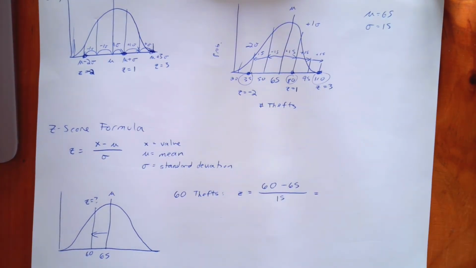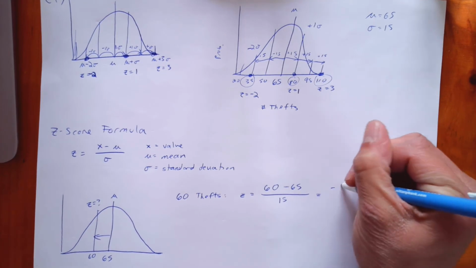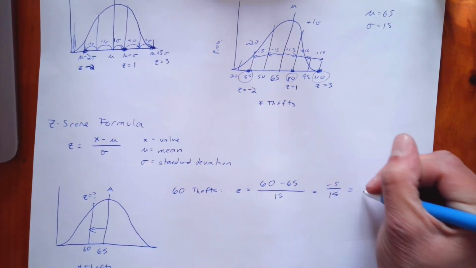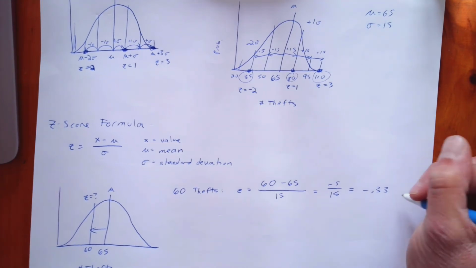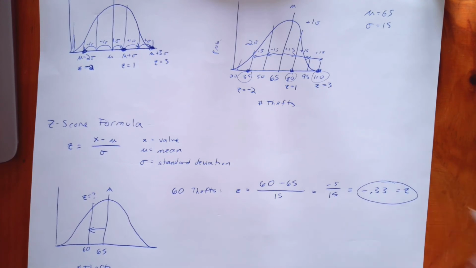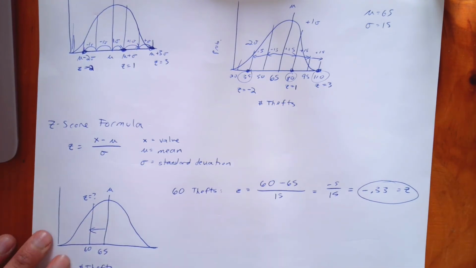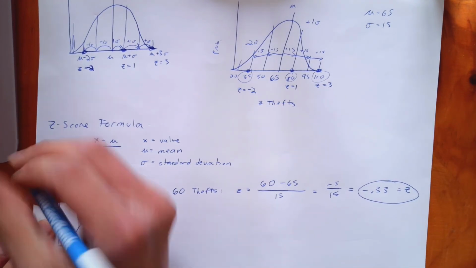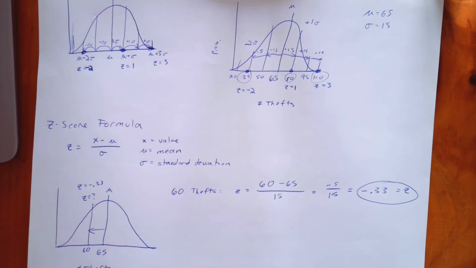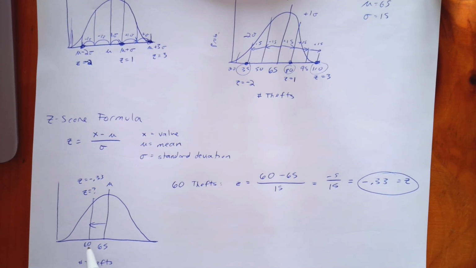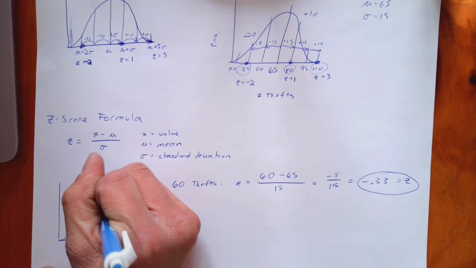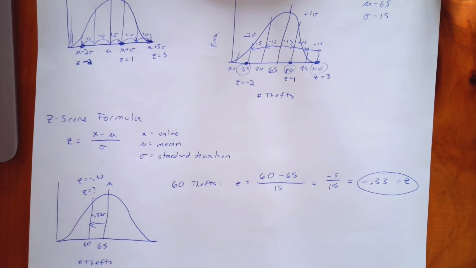So from here, you can do this math. You get -5 over 15, and that gives you -0.33. So the z-score for 60 thefts would be -0.33. So we'd say z equals -0.33. And what this tells you is that 60 thefts is 0.33 standard deviations away from the mean, moving in a negative direction.